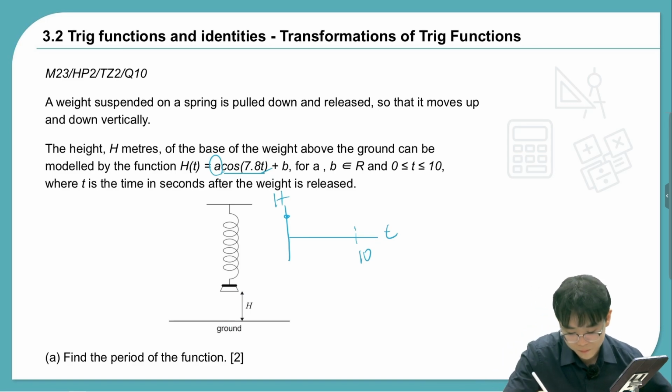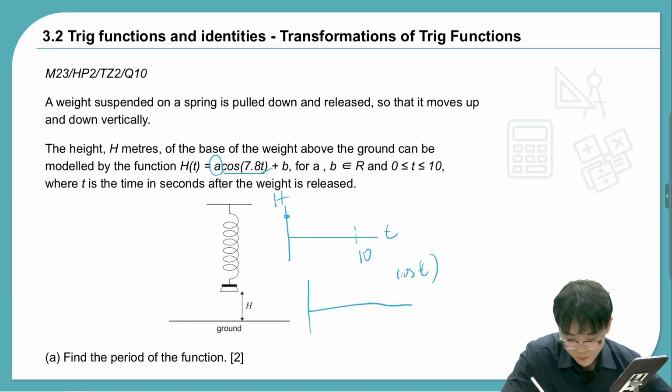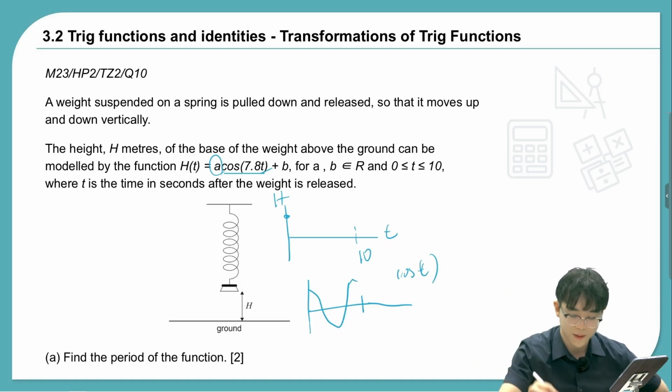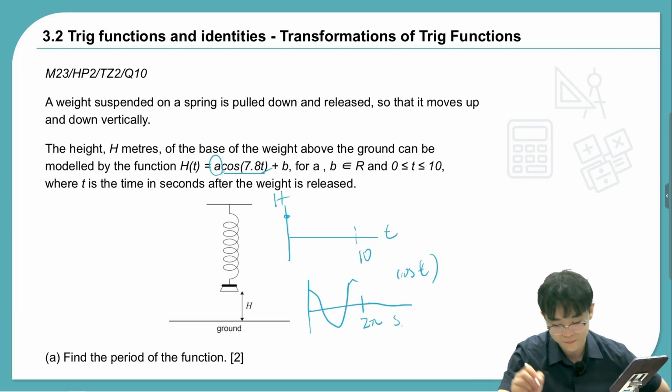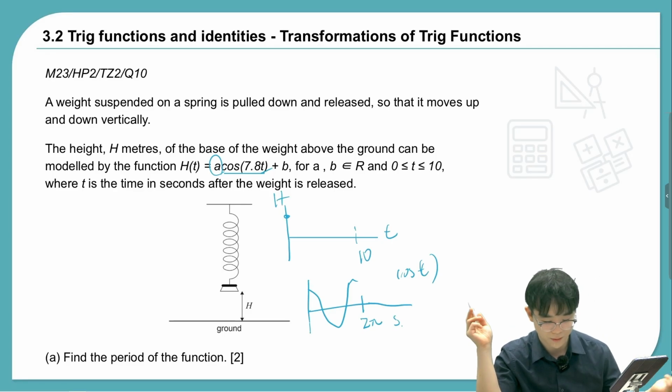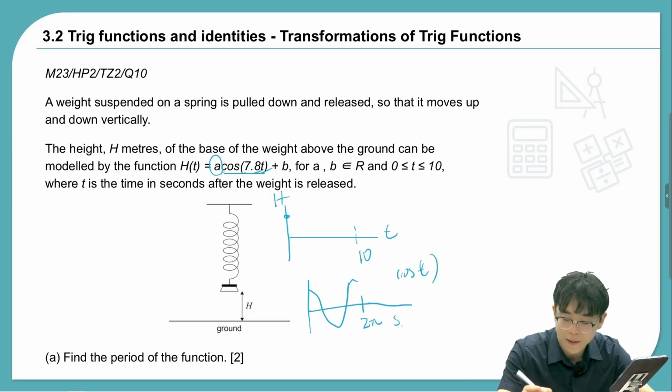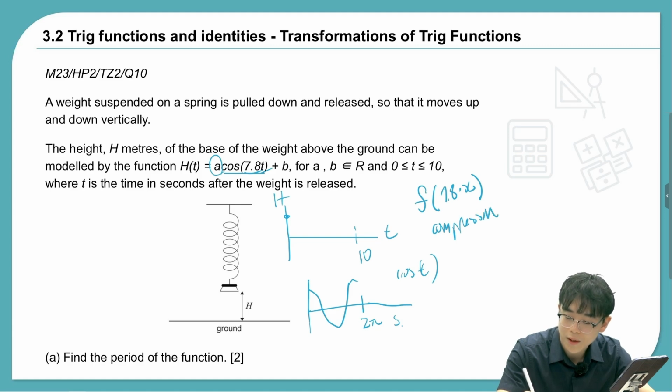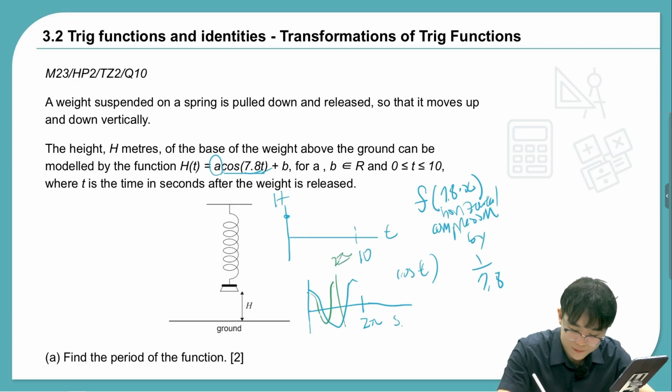What's the period of the function? A typical cosine function, if we had cosine t, would go 1 cycle up and down. It would start from the top, hit the bottom, and come back to the top in 2 pi seconds. That's the period. But if you have 7.8 multiplied inside this function, this represents a horizontal compression by a factor of 1 over 7.8. So this would be a pretty squished function where the period is 2 pi divided by 7.8.